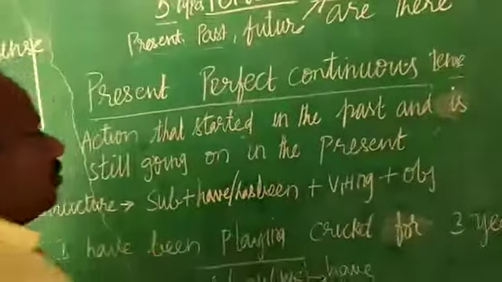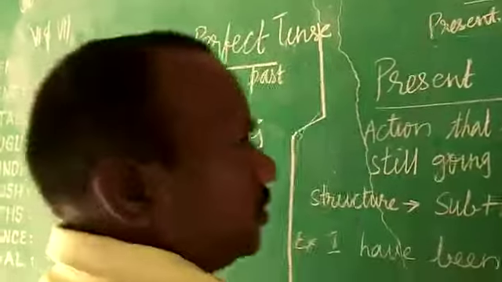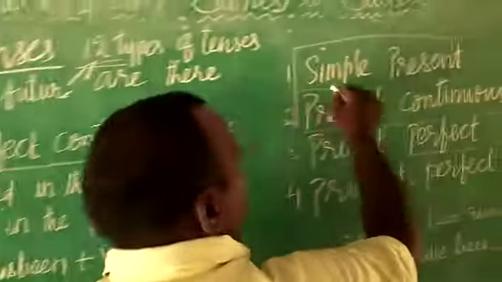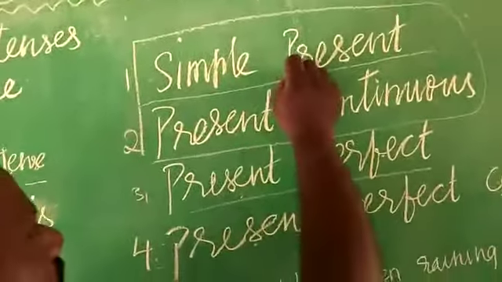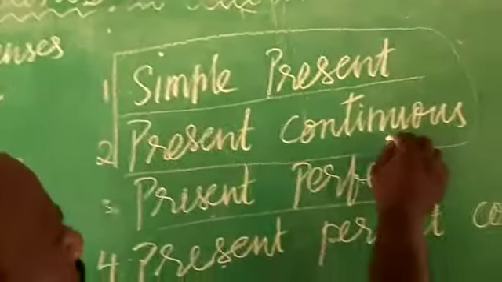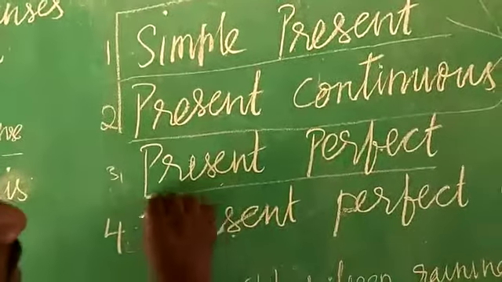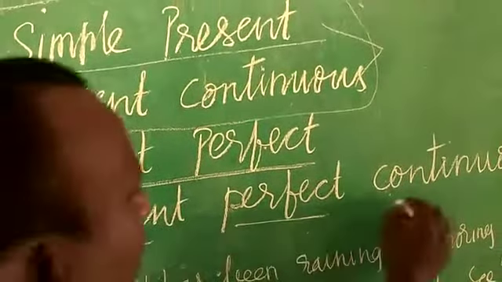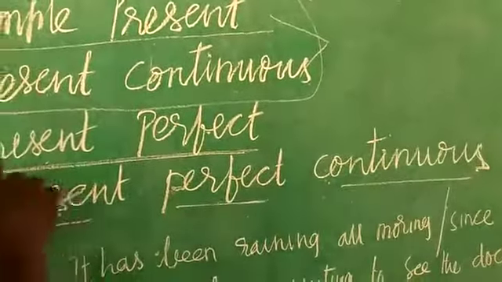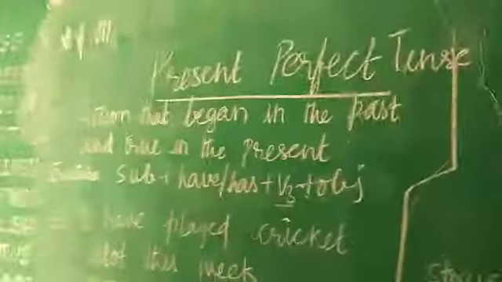Now let's go back to what we discussed yesterday. I told you what a simple present tense is, I told you the structure of it, and the present continuous tense. We completed those, and today we are going with the present perfect tense and the present perfect continuous tense. So let's know what a present perfect tense is. What's the meaning of present perfect tense?